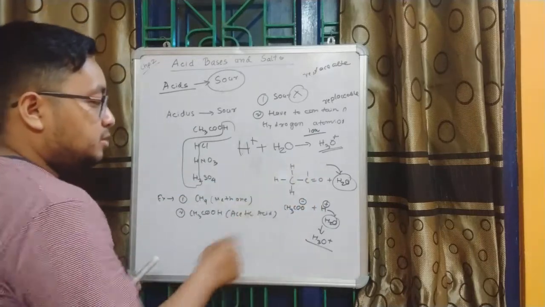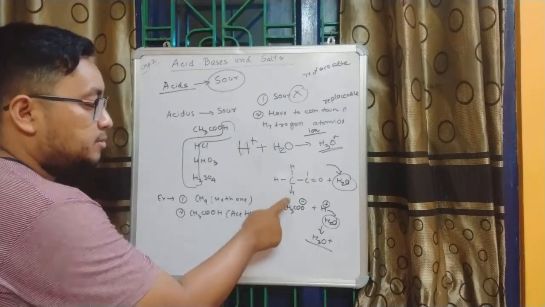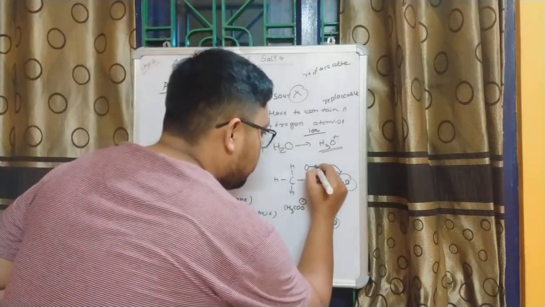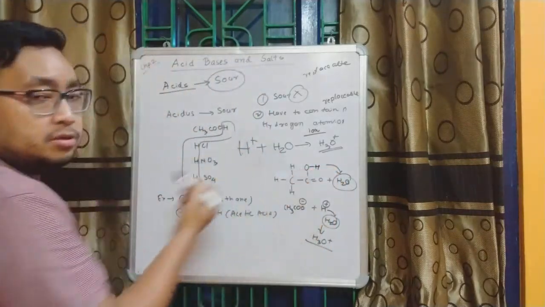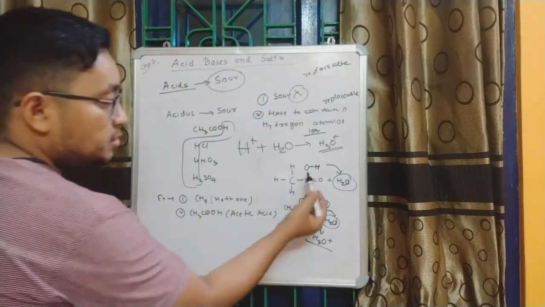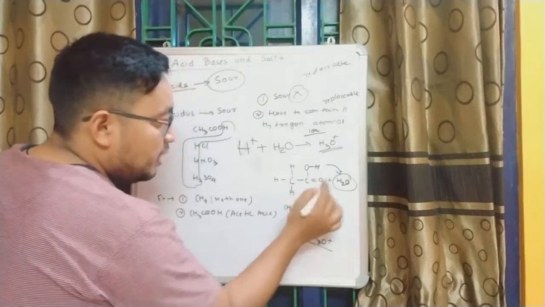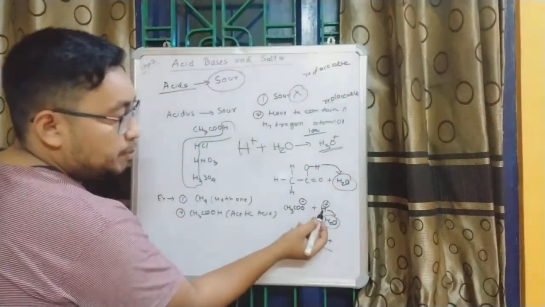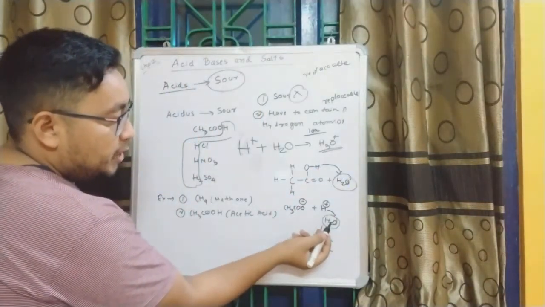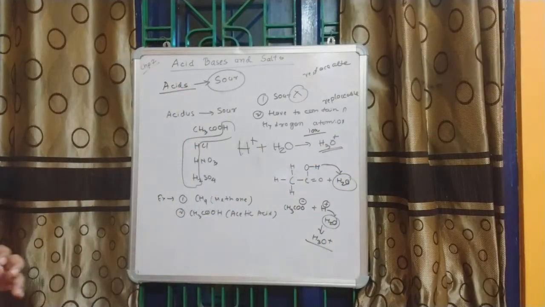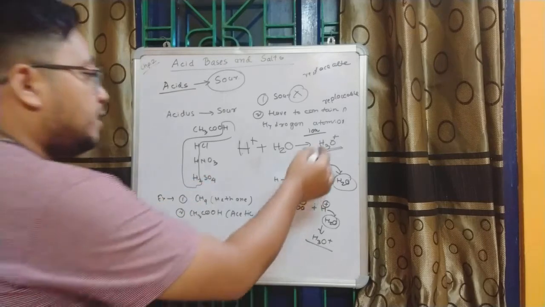Not all hydrogen. See, this hydrogen and this hydrogen, they are not replaceable. The only replaceable hydrogen is this one, which is present with this oxygen. So this hydrogen leaves behind this entire structure and moves out as H plus, and this H plus combines with H2O present in the water to form H3O positive. Always remember that H plus always exists as H3O.